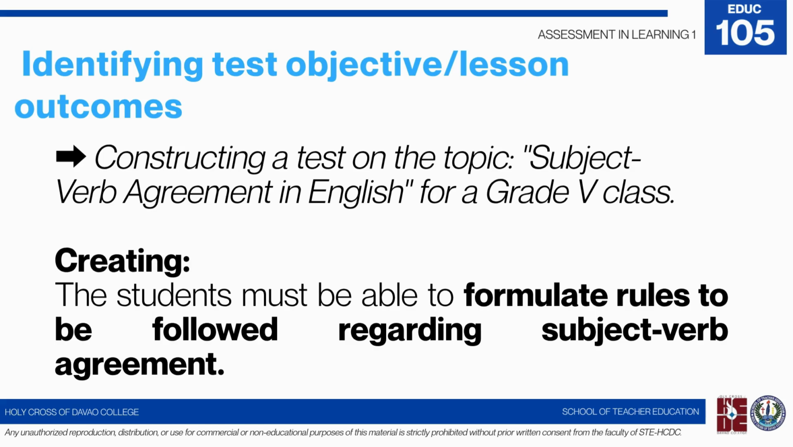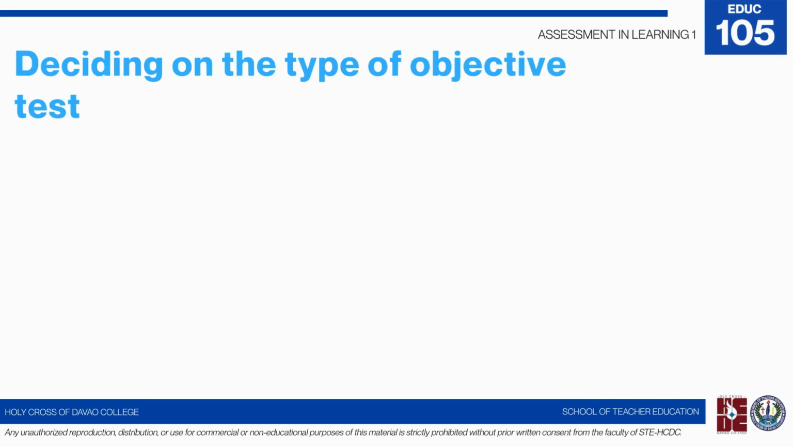And for the highest form, in creating, students now formulate their own rules about subject-verb agreement, if they can, based on following the subject-verb agreement rule. So those are, again, just examples of how we can identify whether that objective will fall under the remembering, understanding, applying, analyzing, evaluating, or creating level of the revised Bloom's taxonomy.